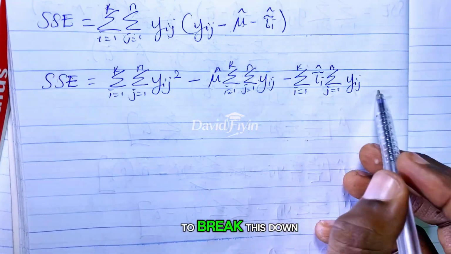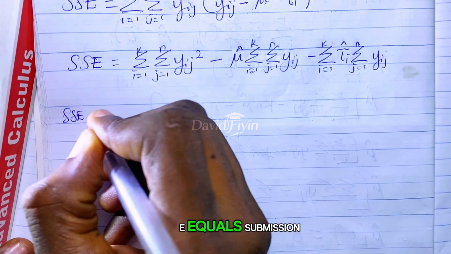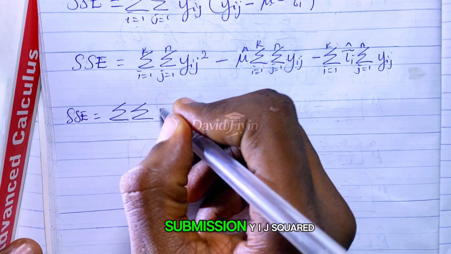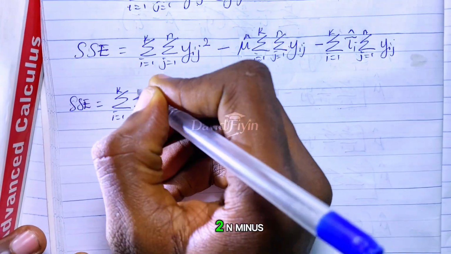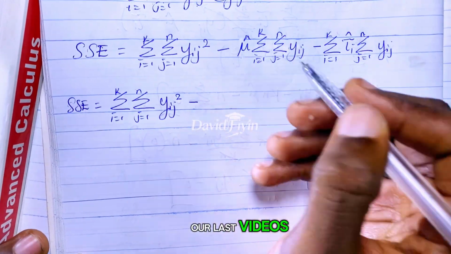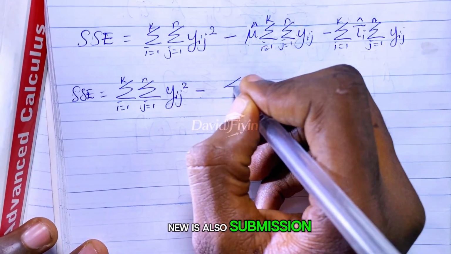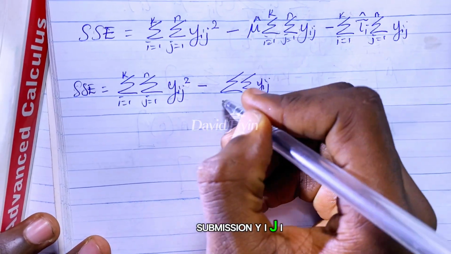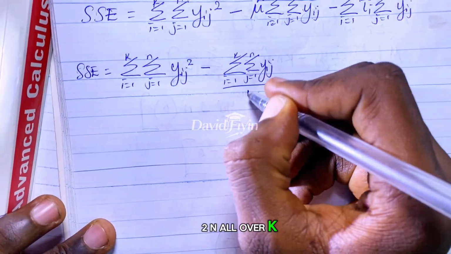So the next step is to break this down. So we have SSE equals summation yij squared, i equals 1 to k, j equals 1 to n minus, so if you recall from our last videos, the formula for this mean, the equation of the overall mean, is also summation yij, i equals 1 to k, j equals 1 to n all over kn.